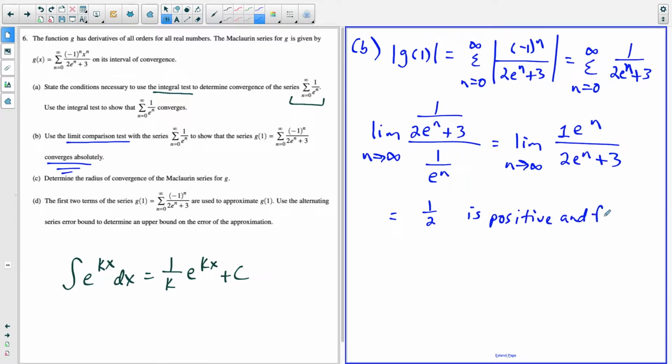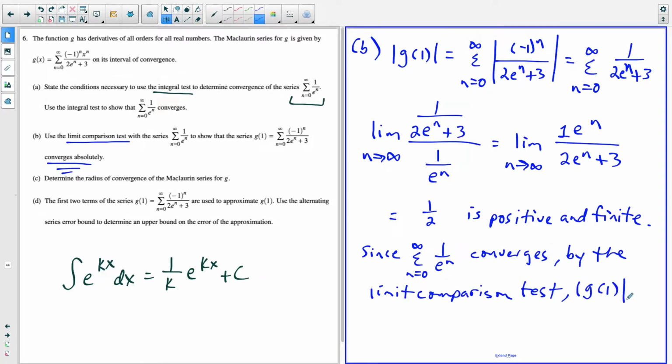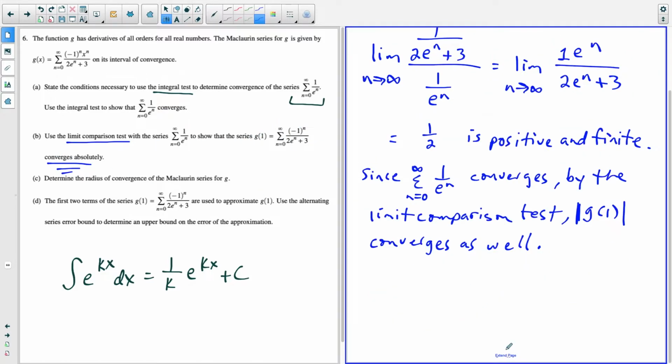So the way the limit comparison test works is that if we can show that this limit is positive and finite, then either both series converge or both series diverge. But since from part A we said that this series converges, that tells us that this series here, the absolute value of g of 1, converges as well. So from here, we'll just write out our conclusion. We could say that the series g of 1 converges absolutely.